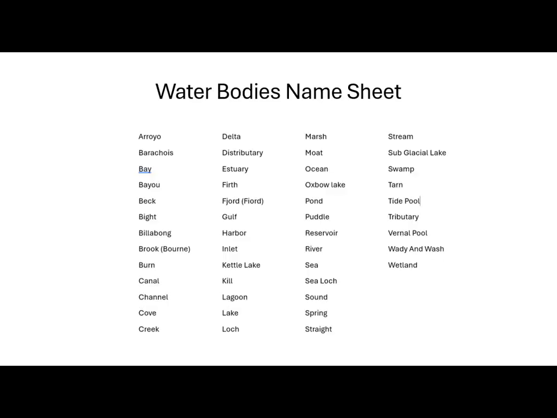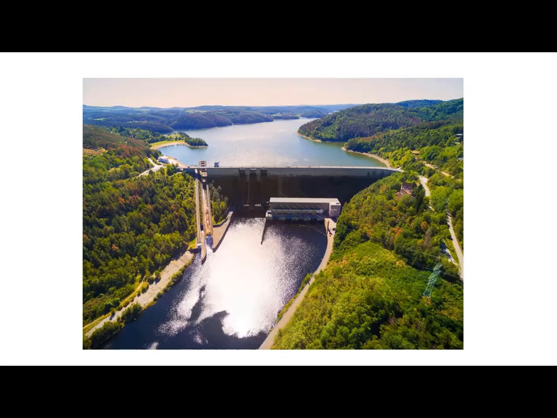This is a list that contains 48 names of water bodies, out of which we are going to select the proper name for the photo. The first photo is this one. I started with an easy photograph.